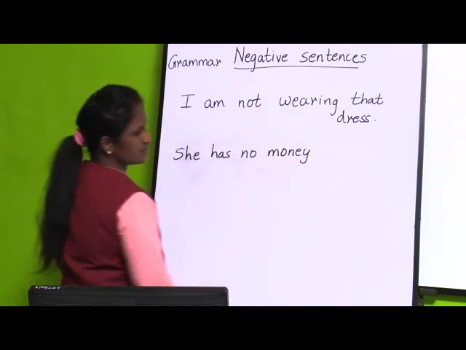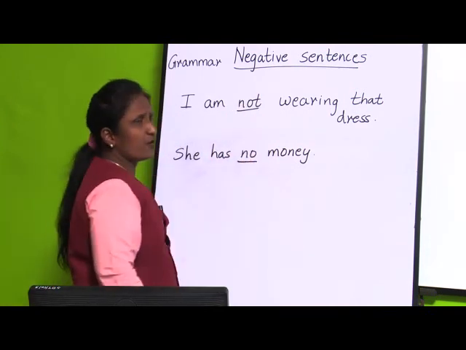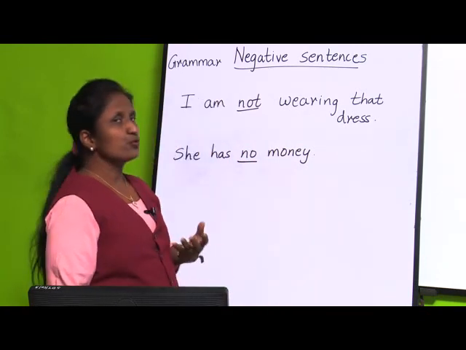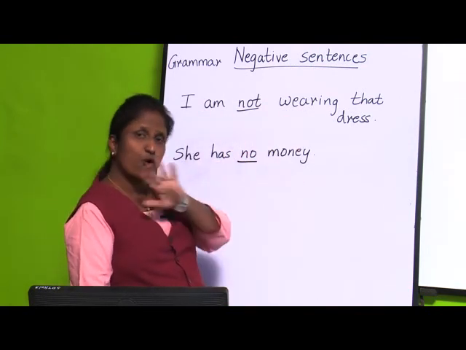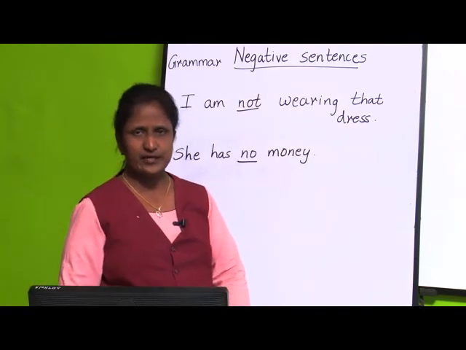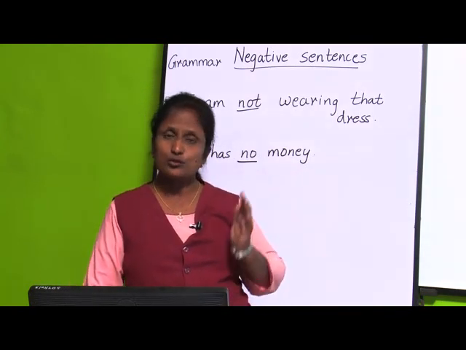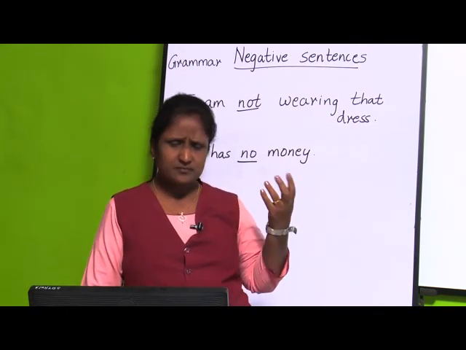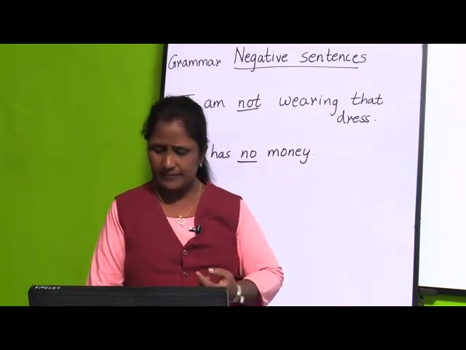If you see in both the sentences, I have used some words, that is not or no. What they express? They express the negative thing in front of you, that they do not like it. I am not wearing that dress, means that person is telling that I am not wearing that dress. She has no money, a negative thing is expressed in front of you. So all these sentences, they express something which is negative. Those sentences are called negative sentences. The sentences which express the negative things, they are called as negative sentences.